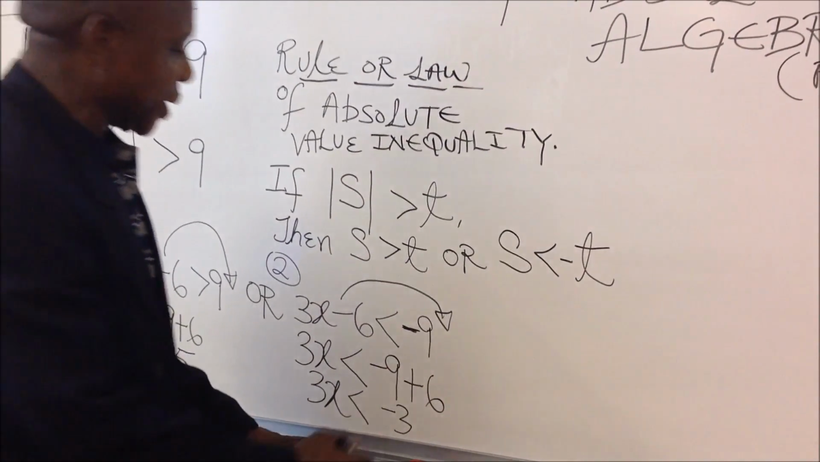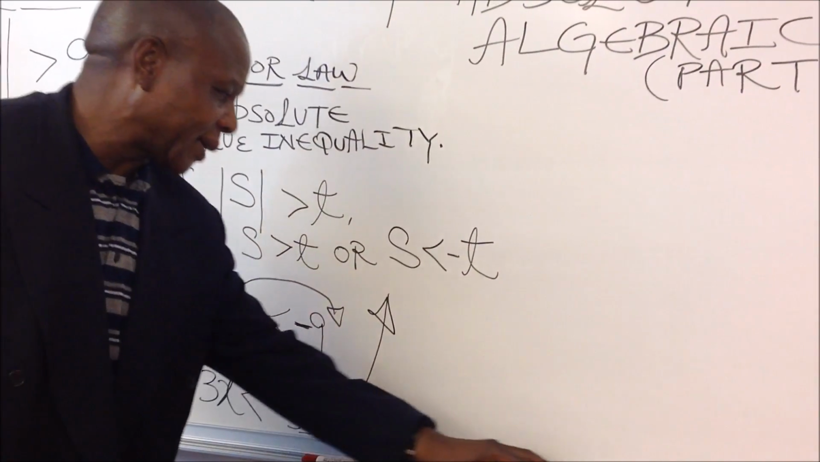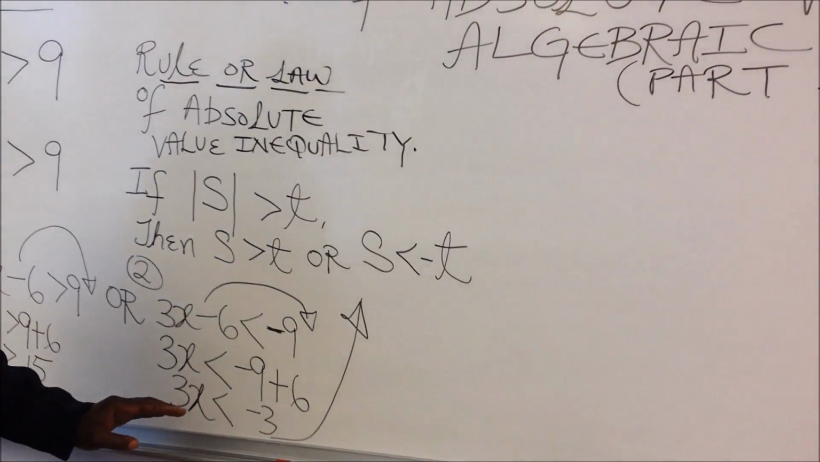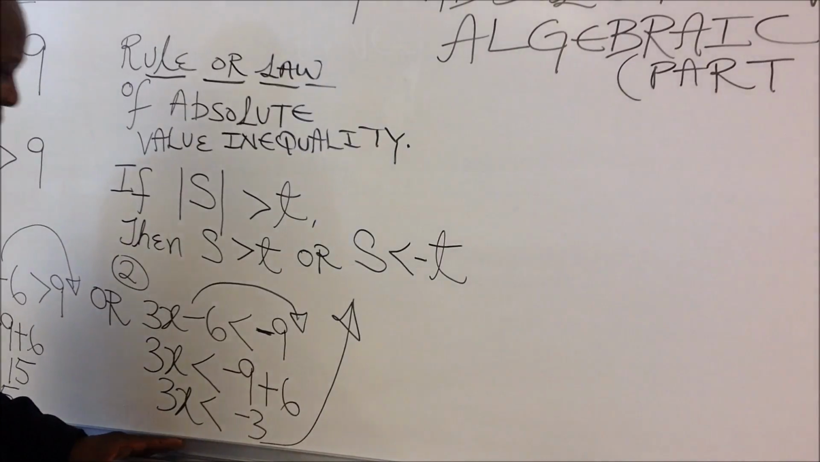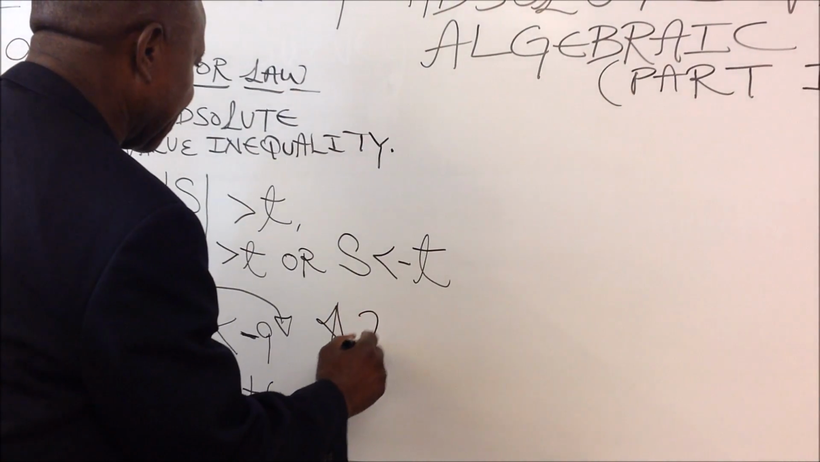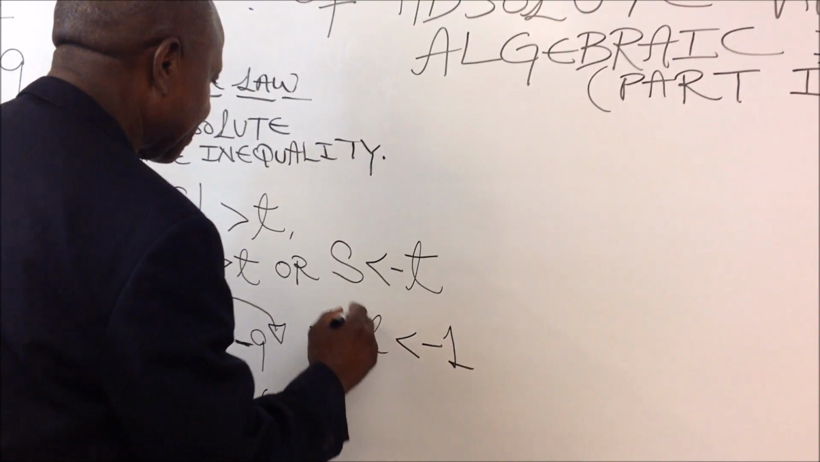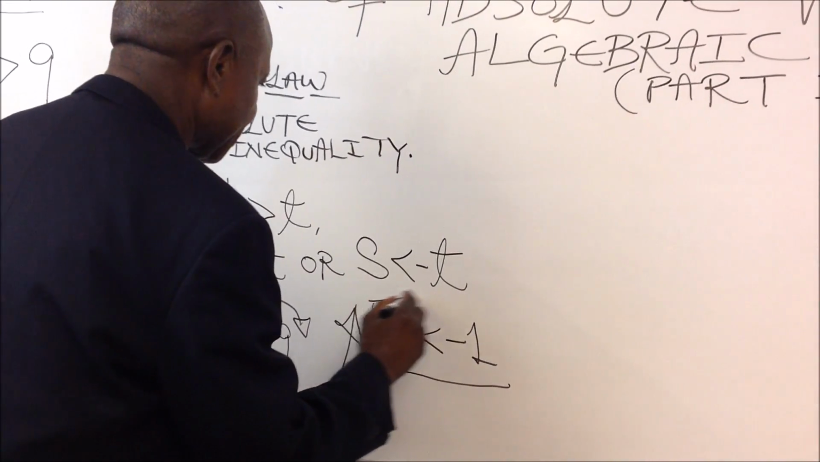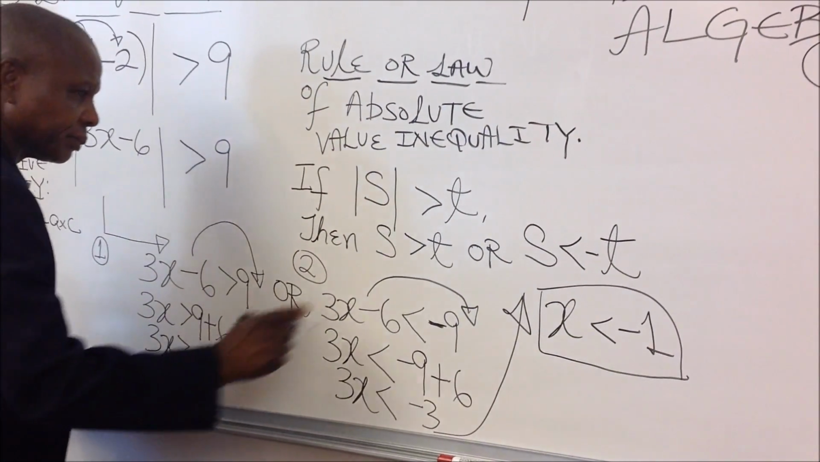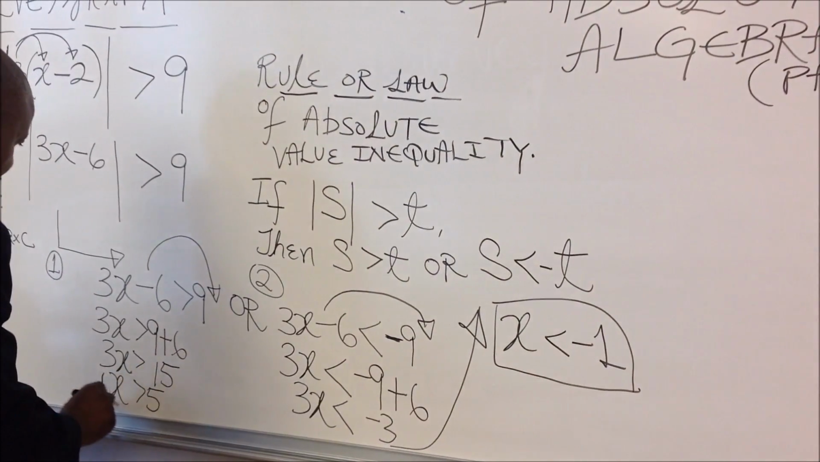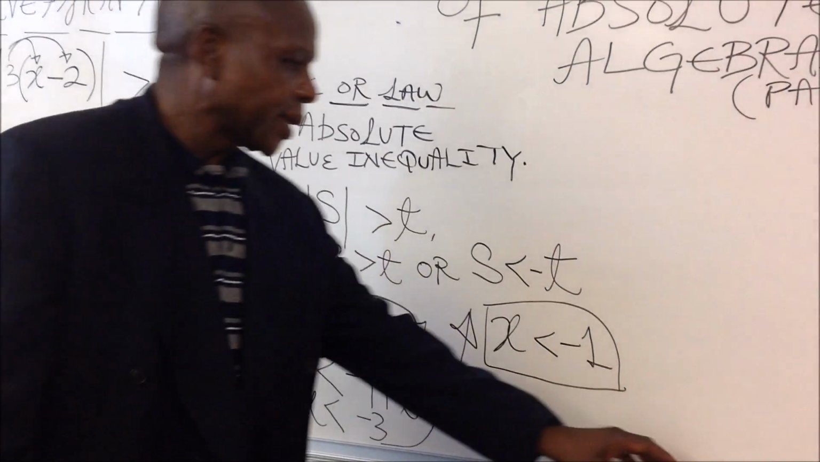If 3x is less than negative 3, what will x be? Notice, again, we are dividing both sides by a positive quantity. So therefore, x, of course, will be less than negative 1.